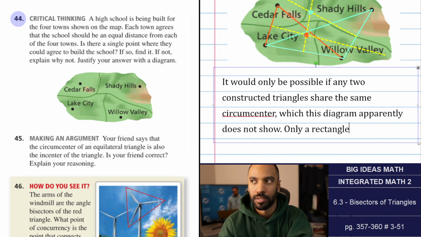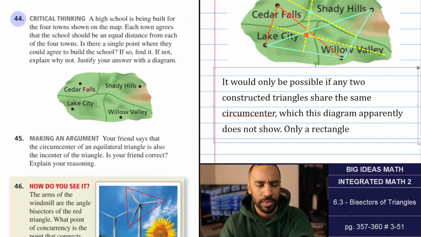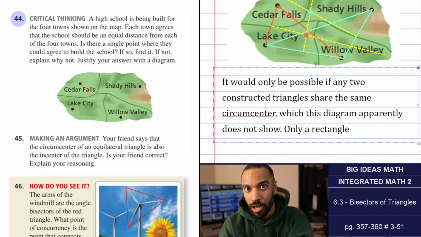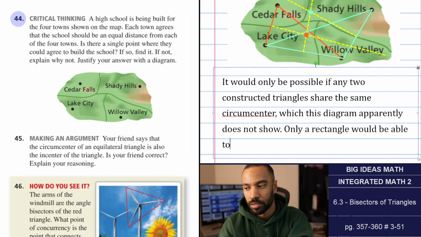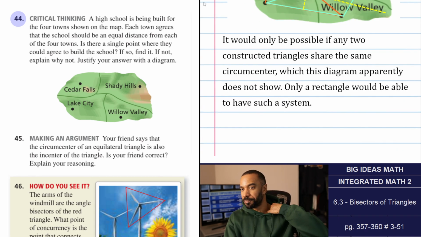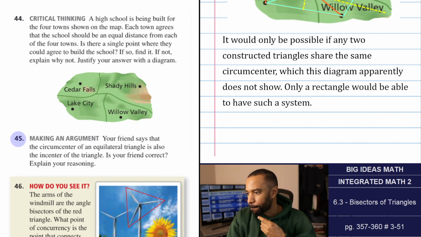Parallelogram might work. No, rectangle. Only a rectangle. I don't know why I thought that. Only a rectangle or a square or a rhombus. No, only a rectangle or a square would be able to have such a feature, such a circumcenter. Okay, there's 44.